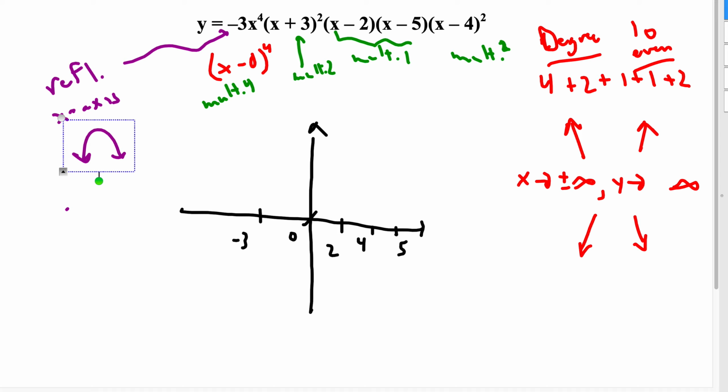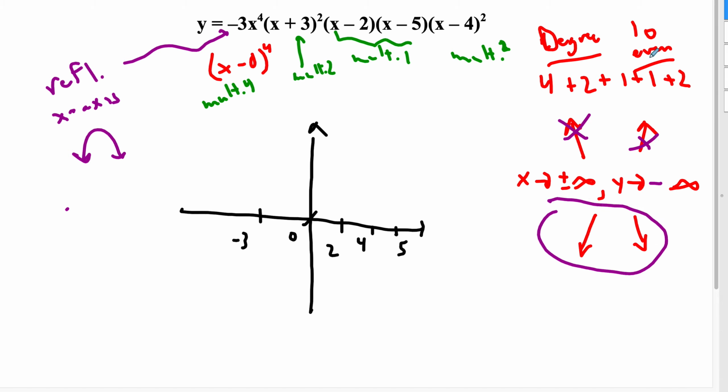So what does that tell us? It tells us the end behavior is that y heads towards negative infinity. In other words, it's going to be like this, not like this, okay? Because it's even degree, so it's either both up or both down, and because it's been reflected, right? So now we can draw this in. Past this 0 and past this 0, we know the thing's opening down. So this kind of gives us a start point.